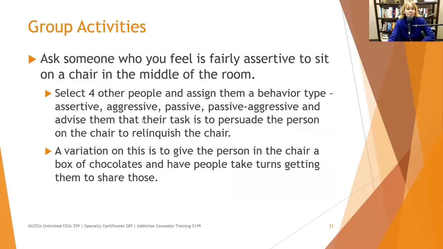Group activities for developing assertiveness. Ask someone you feel is fairly assertive to sit on a chair in the middle of the room. Select a few other people and assign them a behavior type: assertive, aggressive, passive, passive-aggressive. And tell them that their task is to persuade the person on the chair to give up the chair. Or if the person sitting in the chair has a bowl full of candies, they need to persuade the person to give them a piece of candy. And see how those different behavior styles play out.